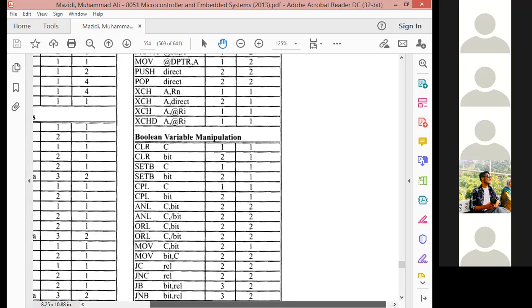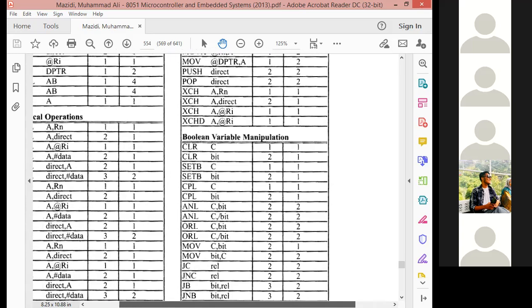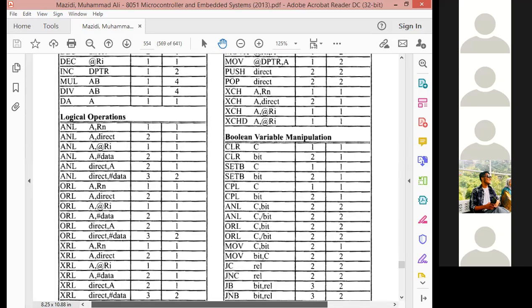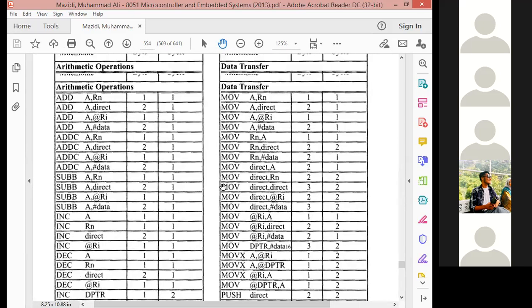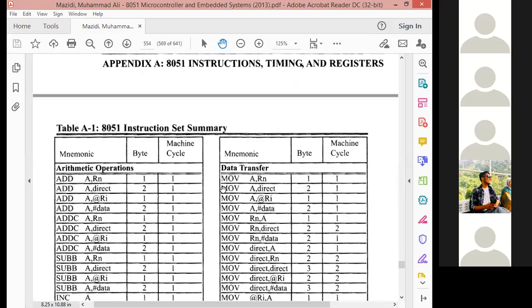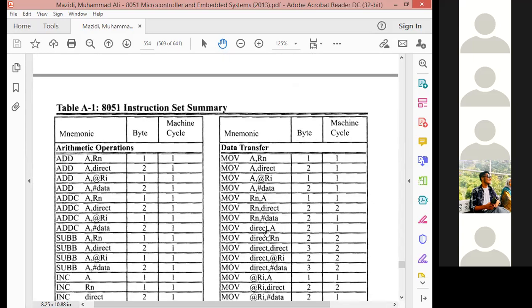In your exam, if I set any question that needs the use of this table, then either I will provide the table or I will provide you with the necessary information. The bottom line is you don't have to memorize the table, but you need to understand how you can find out your specific instruction or a specific mnemonic from this table. Like the example I just showed you.